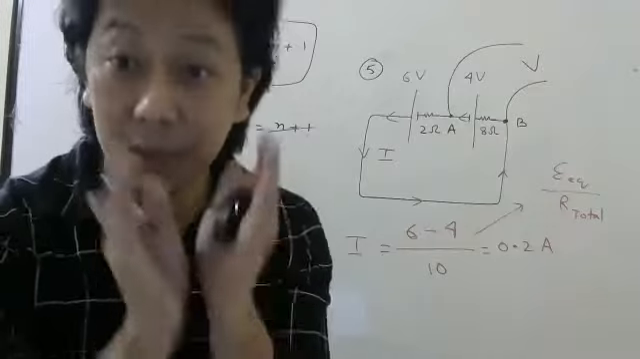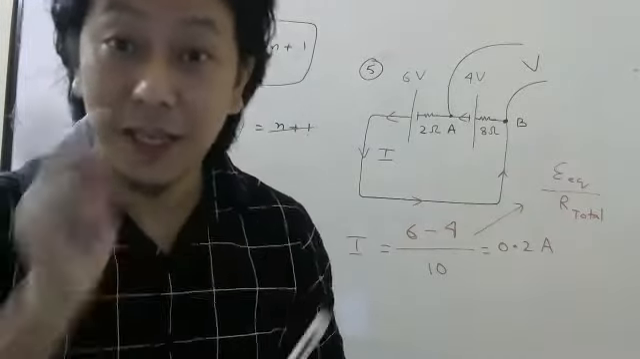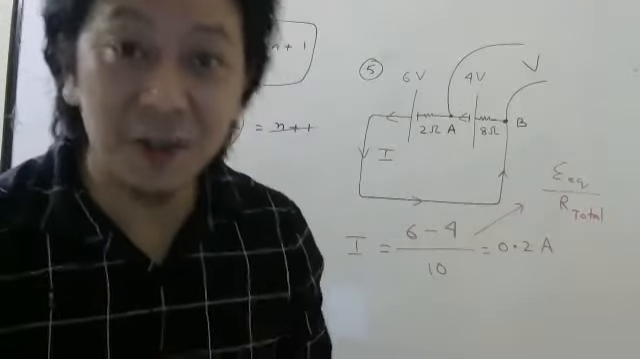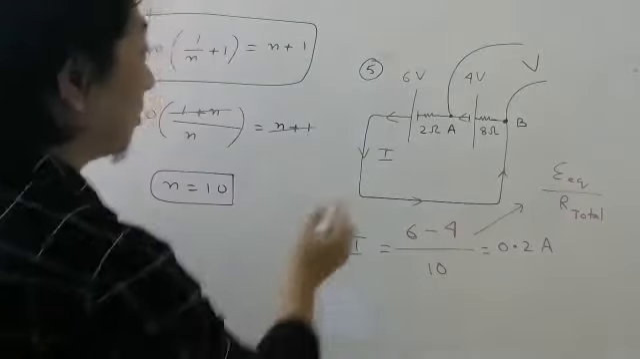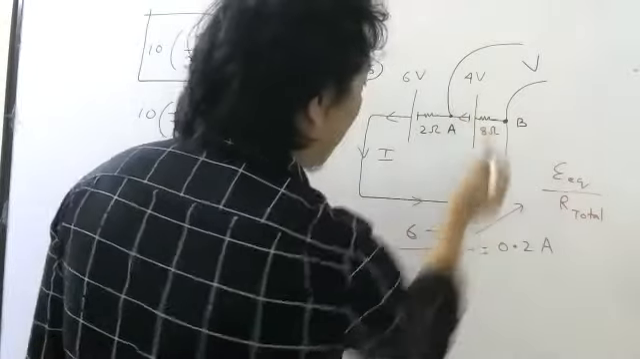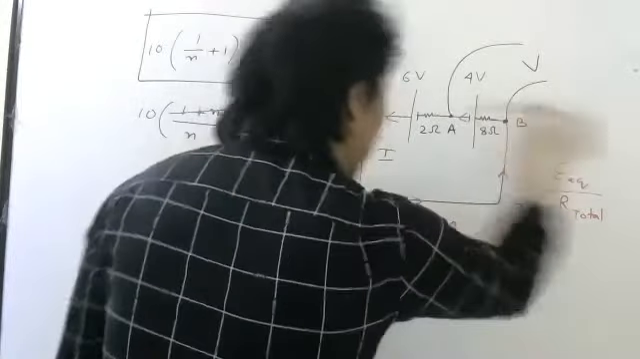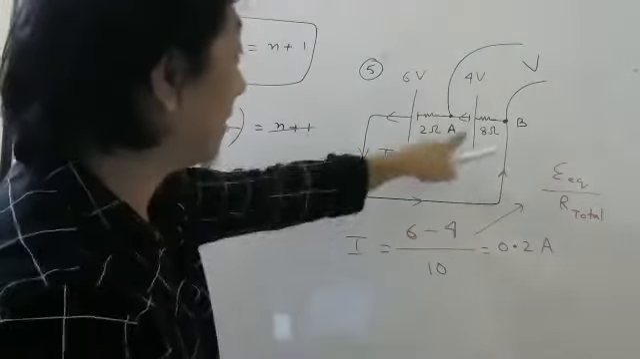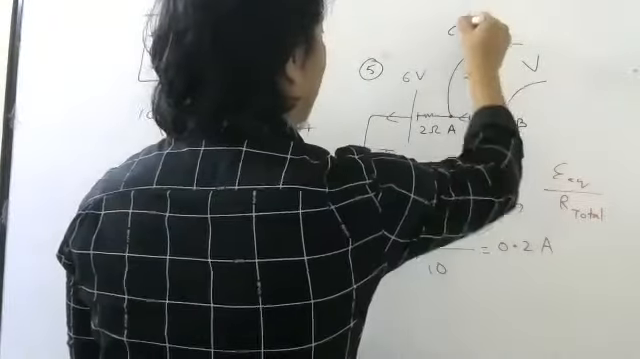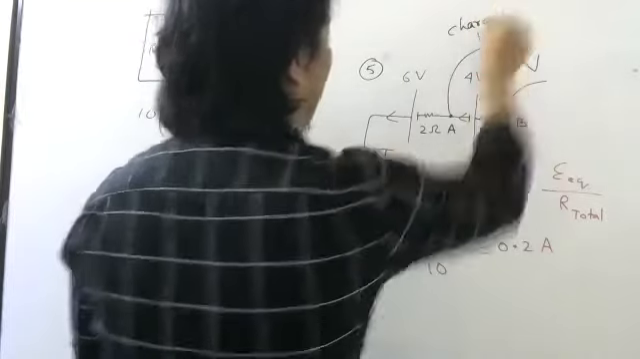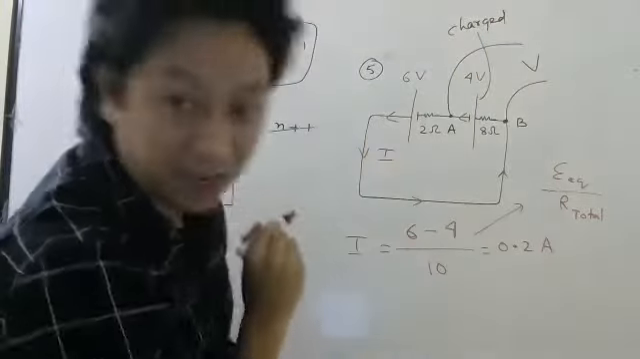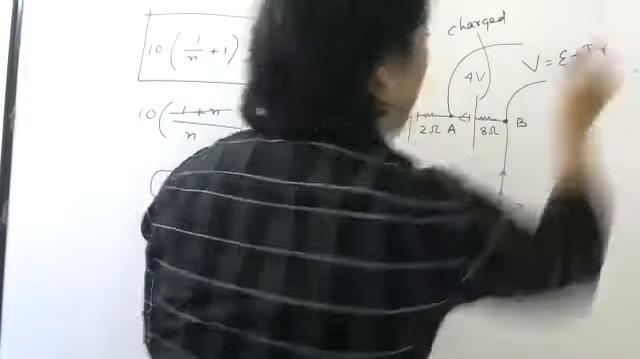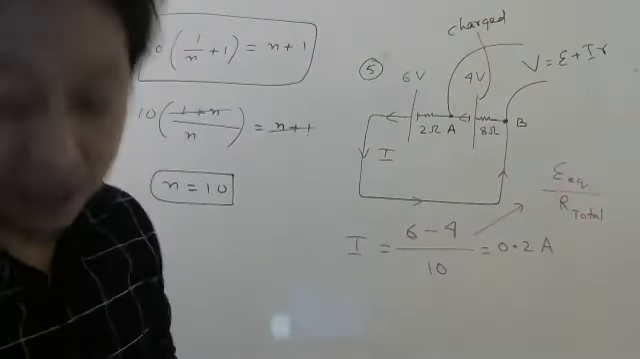Across the cell means terminal voltage. Now the formula is E minus IR. But you have to be careful. Is it getting charged or is it getting discharged? You can see for this battery, the current is entering the positive terminal. Since it is entering the positive terminal, this battery is getting charged. And this battery is getting discharged, right? So for this, we should write E plus IR. So don't make the mistake of writing E minus IR.